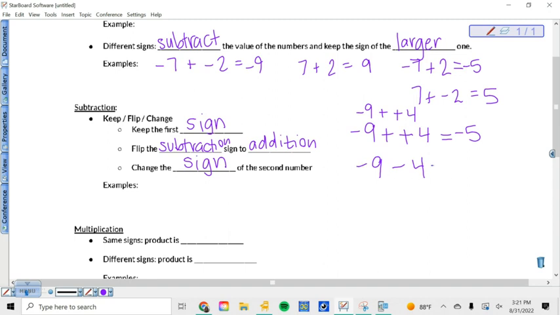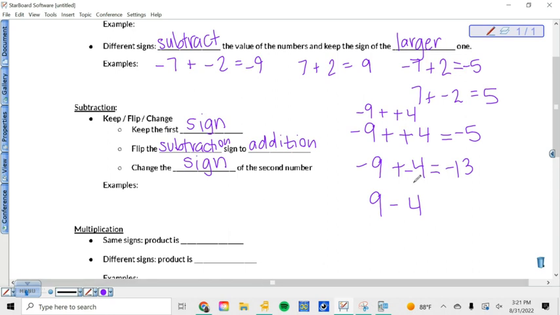Okay, now I've got this one, -9 minus 4. Again, I keep the first sign, flip subtraction to addition, and then change the sign of the second number. Yeah? So now I've got -9 plus -4. So that's an addition problem where both numbers have the same sign. So I need to add the value of the numbers. What's 9 plus 4? 13. But then I keep the sign the same, so it becomes -13.